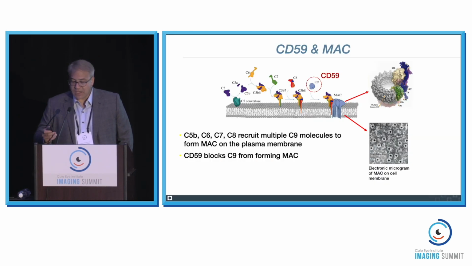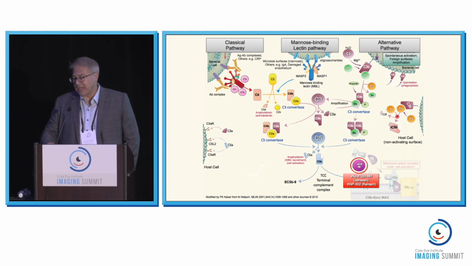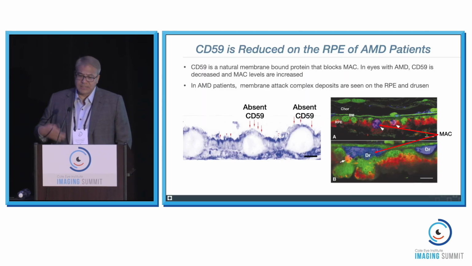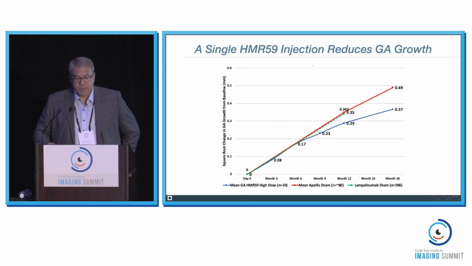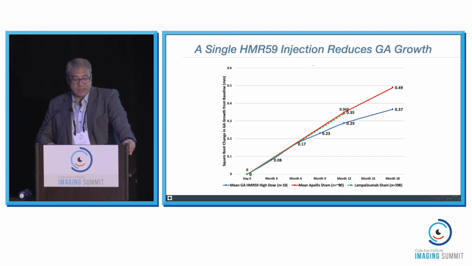And a final area I want to talk about is CD59. CD59 prevents the formation of the membrane attack complex. And so a company is looking at a soluble CD59 and using gene therapy to deliver it. And basically this blocks the terminal step of the complement cascade. The unique feature of this is it would allow you to keep some of the C3a and C5a effects that we talked about earlier. So we'll see if any of these work. So this is Hemera, and a phase 2 is about to start.